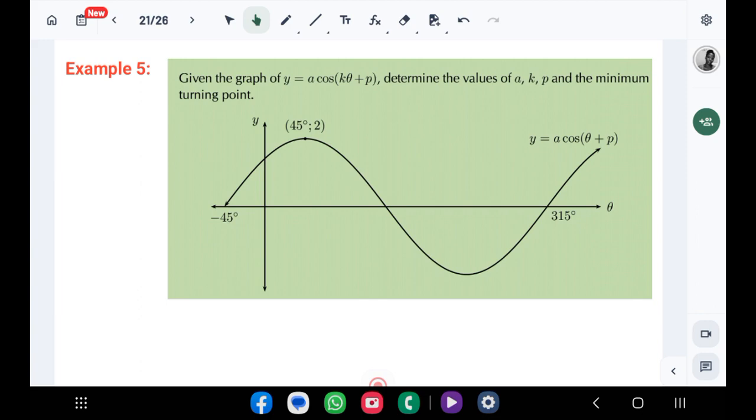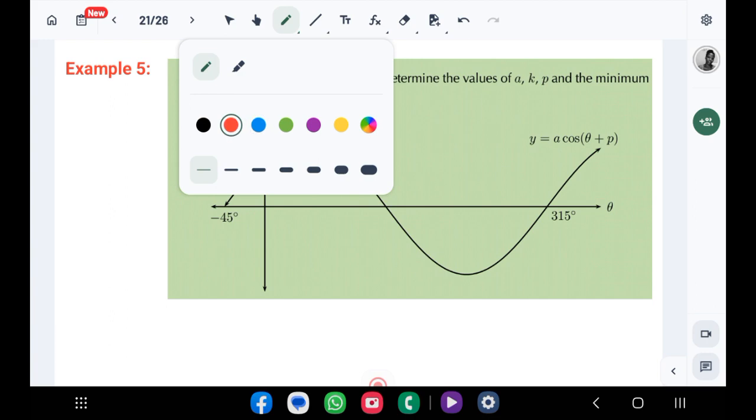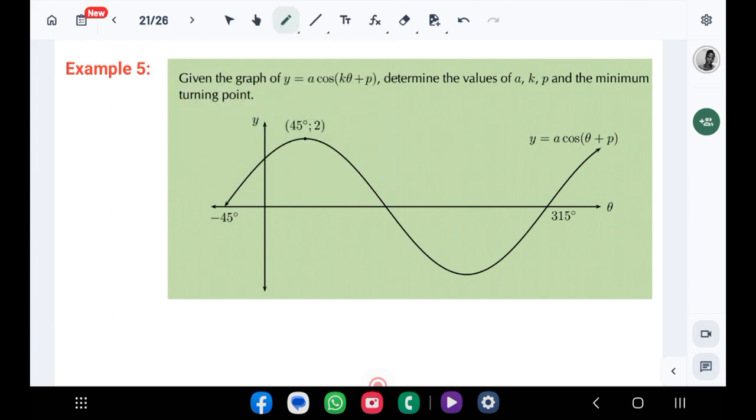Now for example number 5, given the graph of y equals a cos k theta plus p, determine the values of a, k, p, and the minimum turning point. So we need to find the minimum turning point. There is the minimum turning point. That's what we need to find. So we need to first figure out what our A, K, and P are, and then use the points we have here to find the minimum turning point.